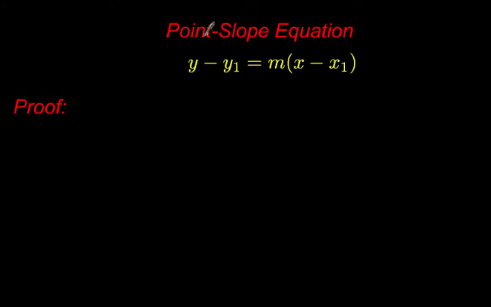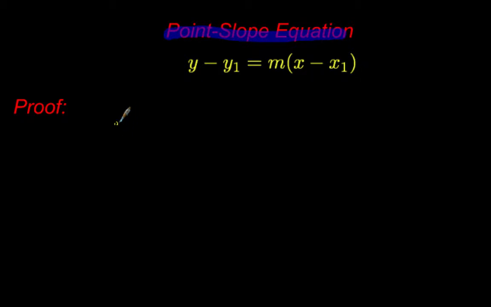All right, guys, welcome to point slope equation. This is another type of way to represent a line. Point slope form. And we're going to show you how we get point slope form, but the general equation is y minus y1 equals m times x minus x1.